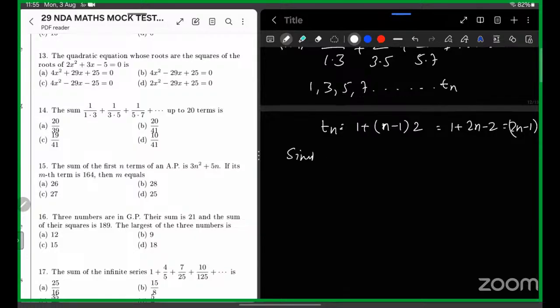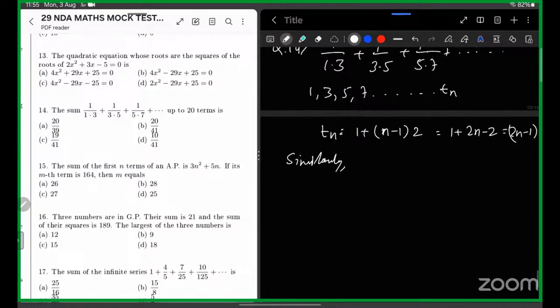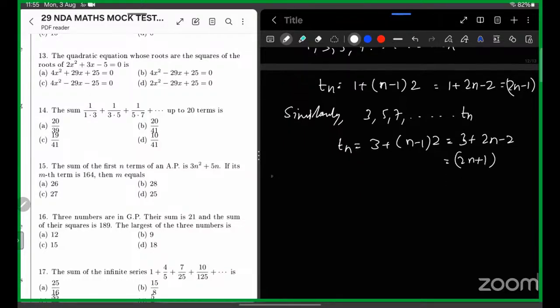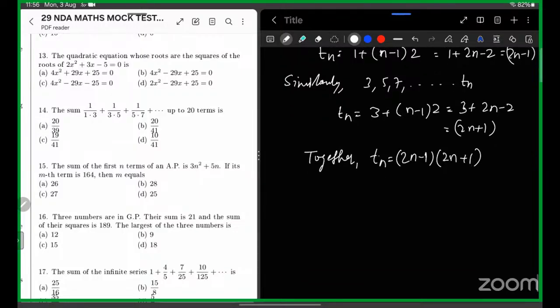Similarly, if we take the first term as 3, 3 comma 5 comma 7, this one, I want the nth term for this also. So here I am going to get Tn equal to 3 plus n minus 1 into d. So it is 3 plus 2n minus 2, that is 2n plus 1. Combining together, Tn will become 1 upon 2n minus 1 into 2n plus 1. Nth term equal to this.